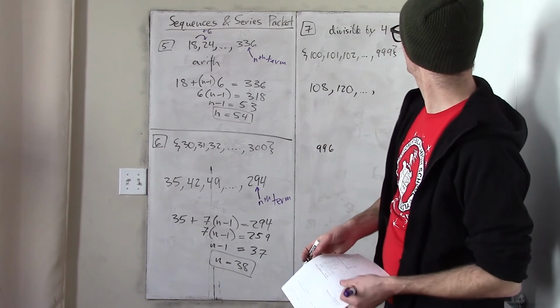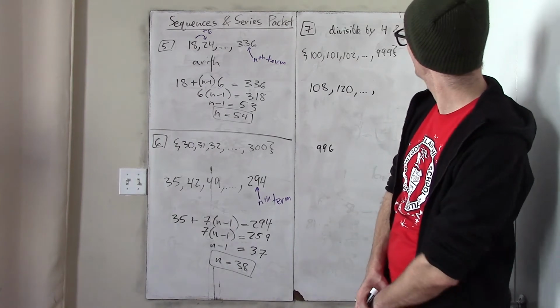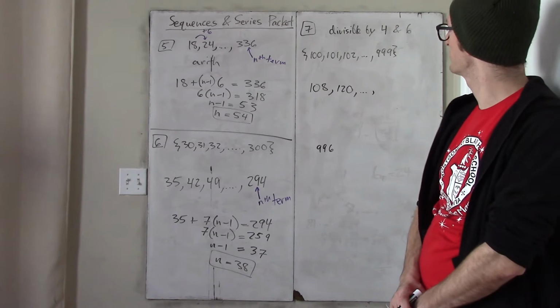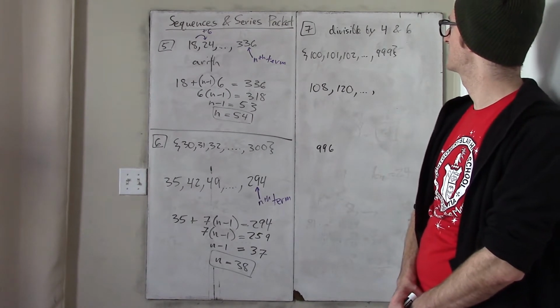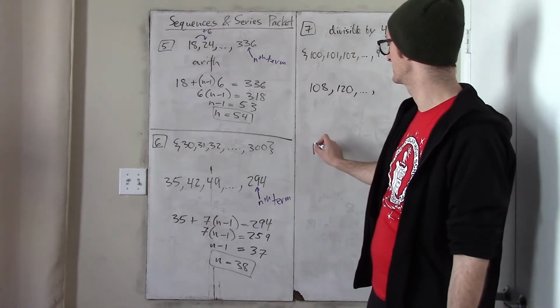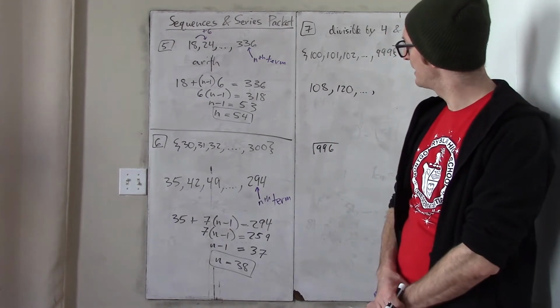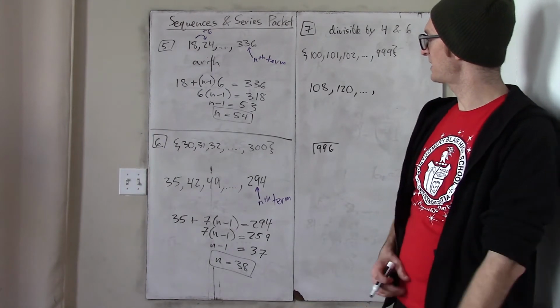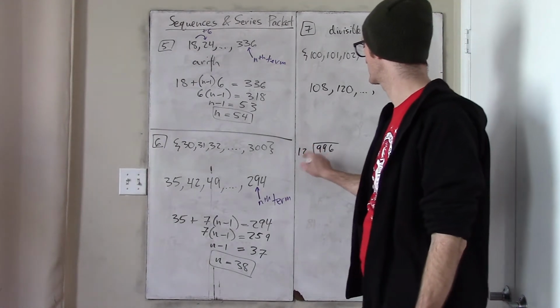I don't really know the best way to do this, to be honest. I guess I can just look for numbers which are multiples of 4 and also multiples of 6. Yeah, that's a good way of doing it. So I think 996 is, because I think 900 is a multiple of 6, 90 is a multiple of 6, and 6 is a multiple of 6. So I bet this is going to work.